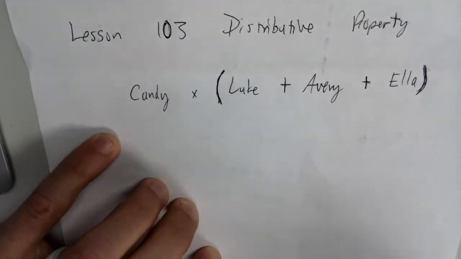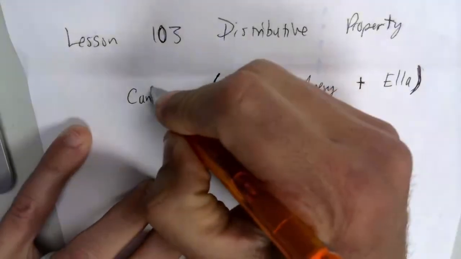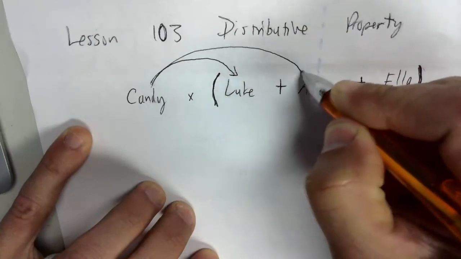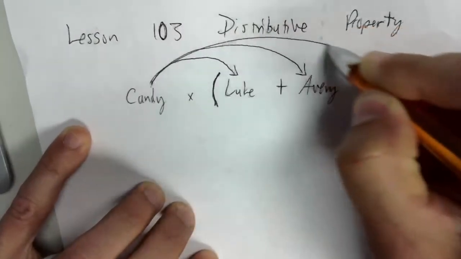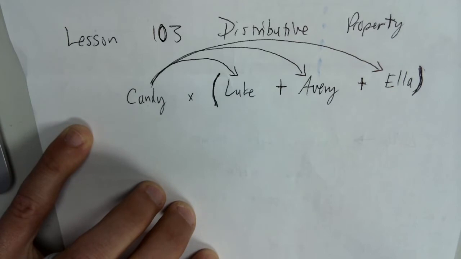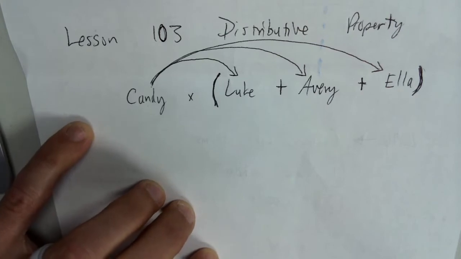So here's what I want you to understand about the distributive property. The candy is going to be distributed to Luke and Avery and also to Ella. I'm pretty sure I did this in 2nd grade. Good. So, why am I showing you this?